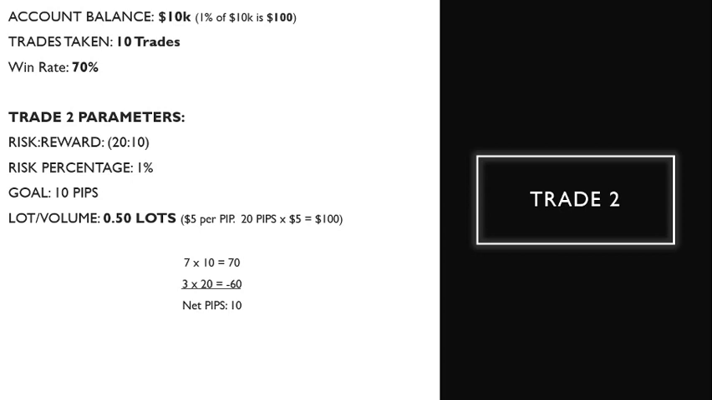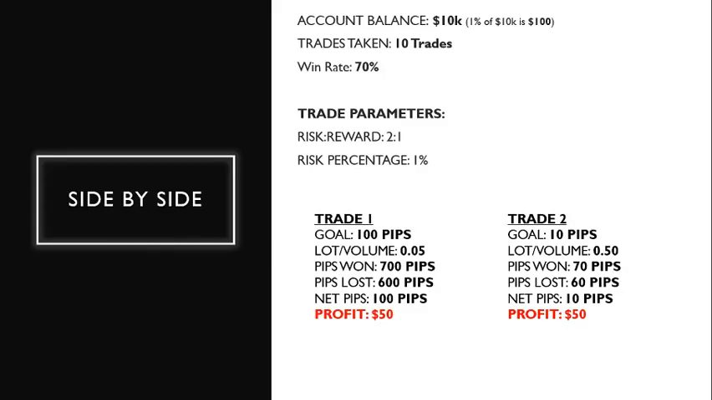$5, right? 0.5 lot size. What's 5 times 10? 50. All right? So here's your side-by-side. How many pips did we go for in trade 1? 100 pips. How many did we go for in trade 2? 10 pips, right? Okay. What's our profit? Same thing. All right? So does more pips equal more profit?